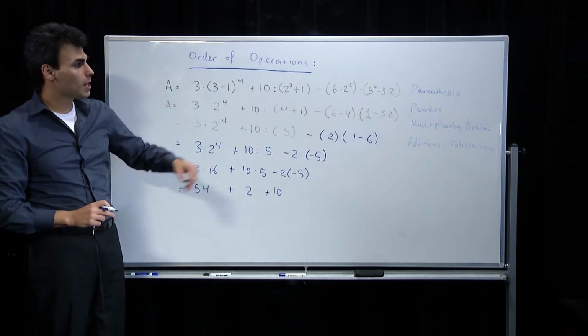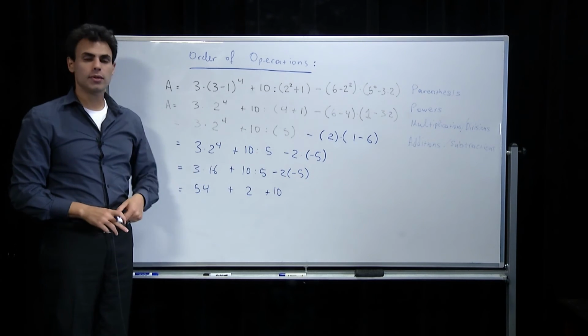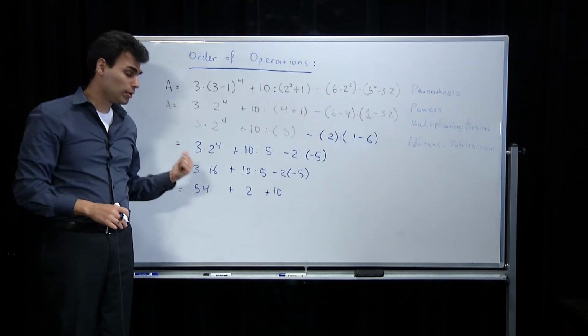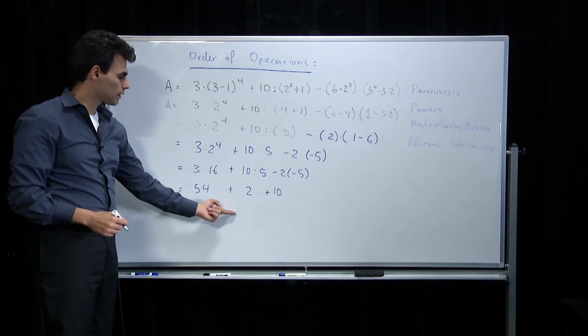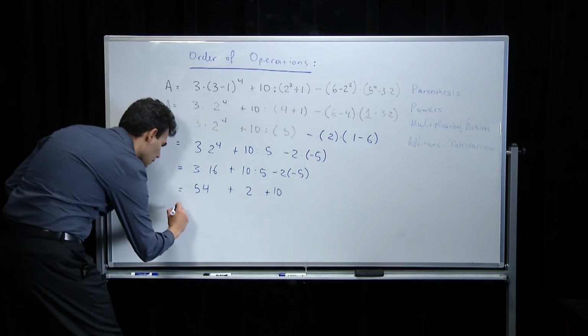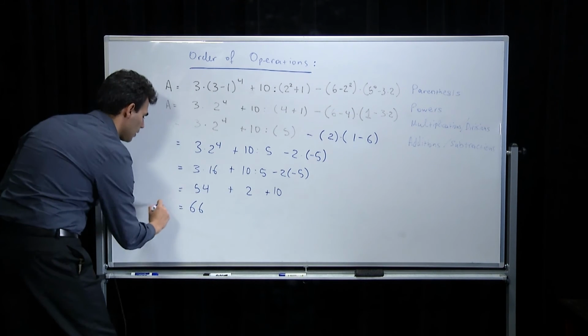Okay, so we're done now with multiplications and divisions. What we need to do is additions and subtractions, once again starting from left to right. So 54 plus 2 is 56, plus 10 is 66. Right, and that's your final answer.